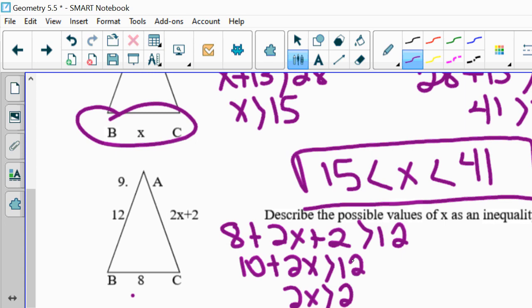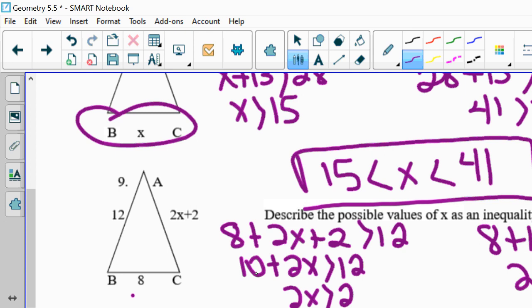Again, how am I going to find out what that number is? Now I take my bigger two, the 8 and the 12, so 8 plus 12 has to be greater than 2X plus 2. 8 plus 12 gets me 20. The 20 has to be greater than 2X plus 2. Solve this for X, so subtract 2, so I get 18 has to be greater than 2X, divide by 2, X has to be smaller than 9. So X can be anywhere between 1 and 9 in order to make this triangle work.